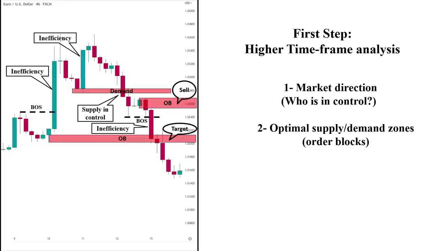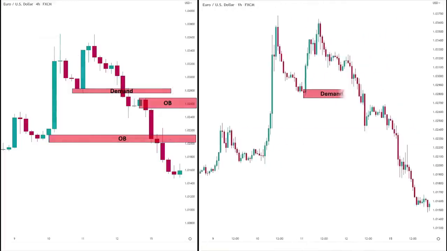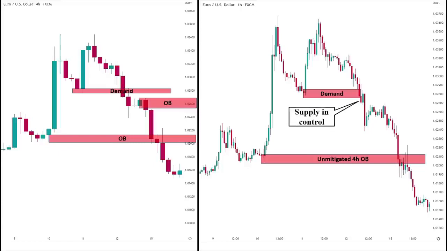We can see much more detail if we look at the same chart in a 1-hour time frame. This is where supply took control in the higher time frame. So now we have both a higher time frame and lower time frame bearish bias. So here we have a perfect order block formation that could have been a selling opportunity, and our target would have been the unmitigated 4-hour order block. So this was just an example to explain how we analyze the chart in the higher time frame. Now it's time to explain our entry setups.